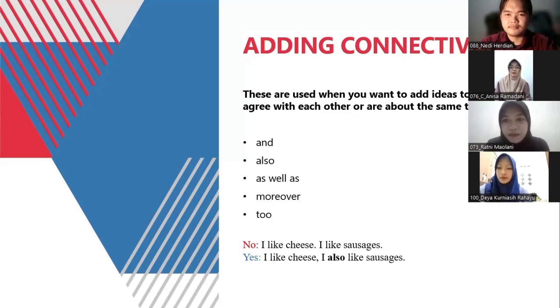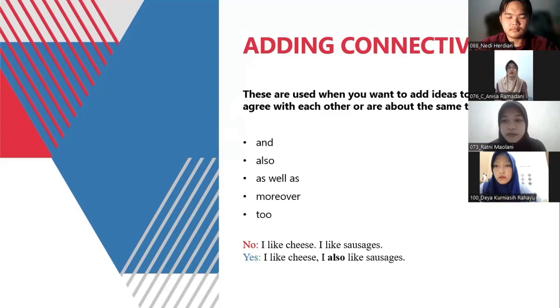Right, I will explain about the adding connectives. These are used when you want to add ideas together that agree with each other or are about the same things. The examples for adding connectives are and, also, as well as, moreover, and to.